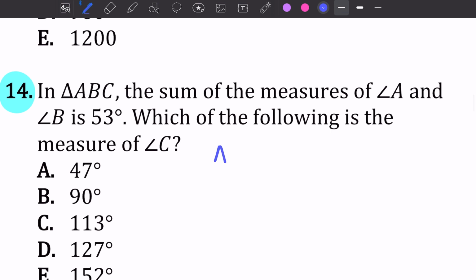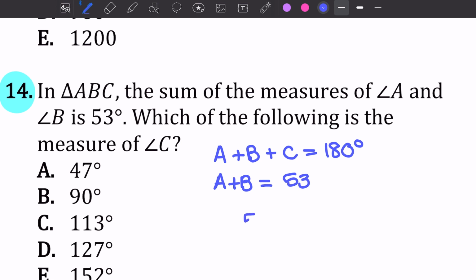For this one, this is just adding, but the way that they worded it can make you question the way to solve it. So you see that A and B equal 53. But you know that the angles of a triangle have to add up to 180. So knowing that, you can say 53 plus C will give you 180 degrees. And since it wants the angle of C, that's what that little half triangle denotes, you just subtract 53 from 180 and you see that C is 127.